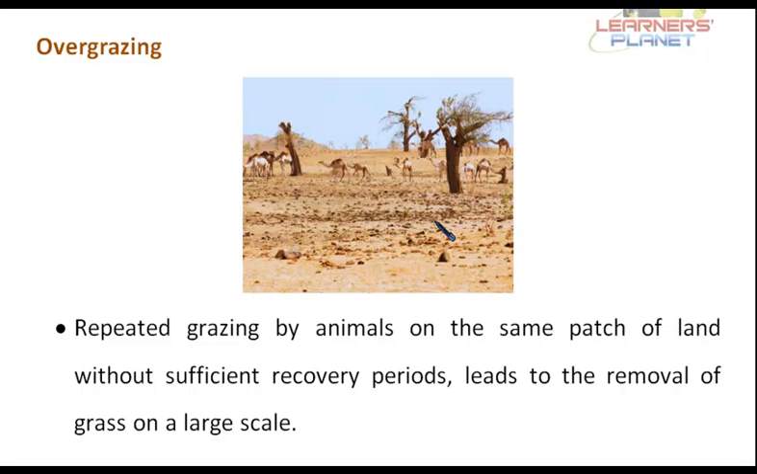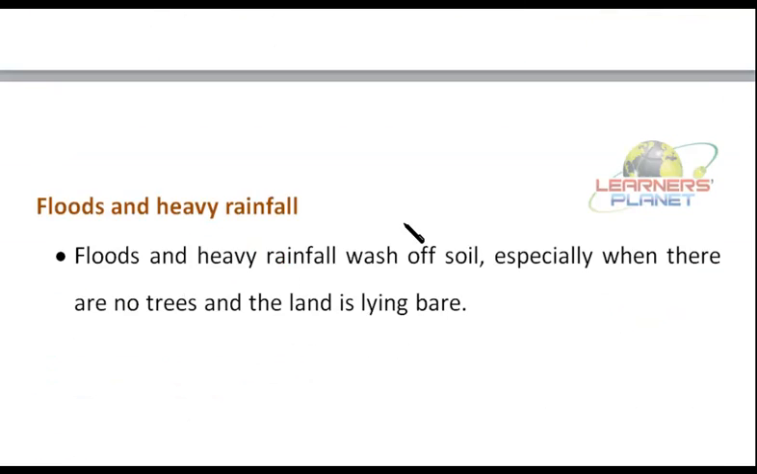Before some time, there was grass, but then repeated grazing by animals without any sufficient recovery period led to the removal of the grass on a large scale. And this makes it easy for wind and running water or snow to erode the soil. So overgrazing is also one of the major causes of soil erosion.